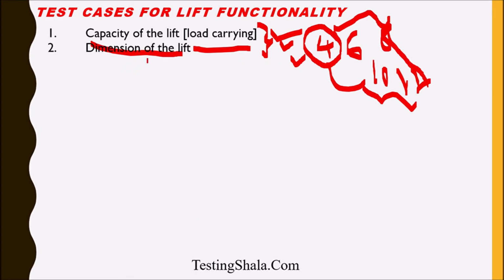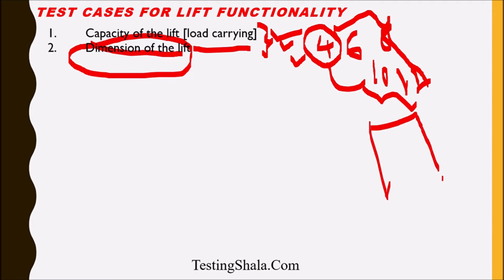The second test case is the dimension of the lift. Whatever space is given for lift installation, the lift should be of that dimension only. Whatever specification has been given for lift manufacturing, the similar kind of dimension they should implement, and that needs to be validated during installation of the lift.